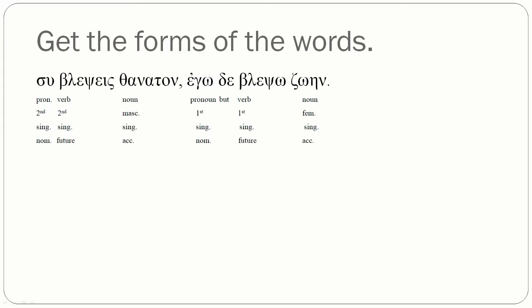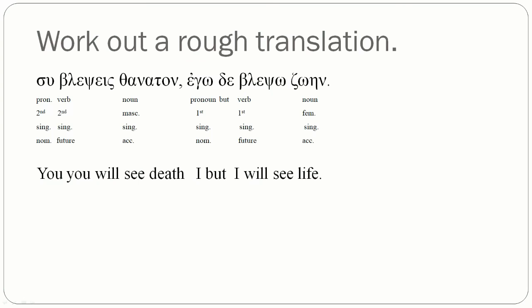All right. Ego is now a pronoun. It's a first-person pronoun, and like su, it's singular and nominative. De is the word but. Blepso, similar to blepses, is going to be a future, except it's first-person singular, right, with that omega ending. And then zoein is a noun. It is a feminine noun, singular and accusative.